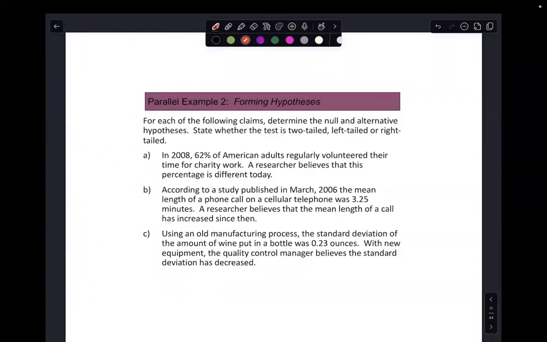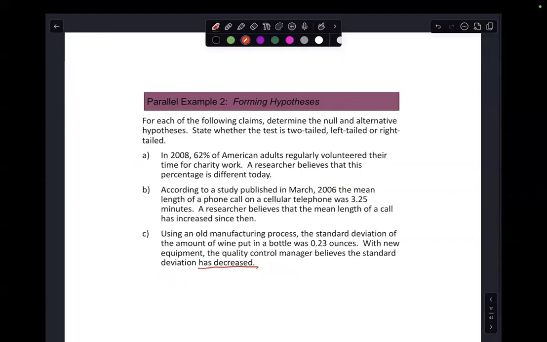Using an old manufacturing process, the standard deviation of the amount of wine put in a bottle was 0.23 ounces. With new equipment, the quality control manager believes the standard deviation has decreased. Decreased means less than, so this is a left-tailed test.